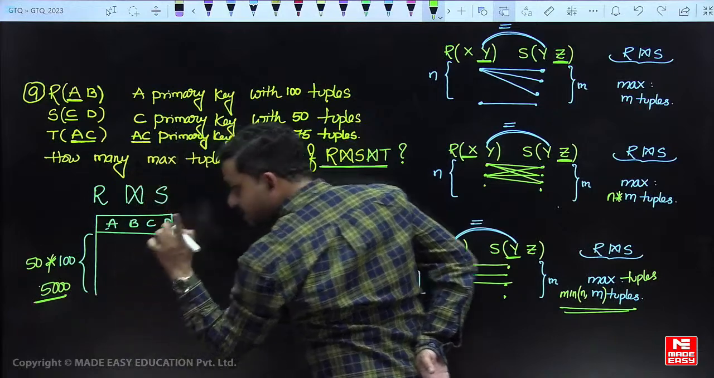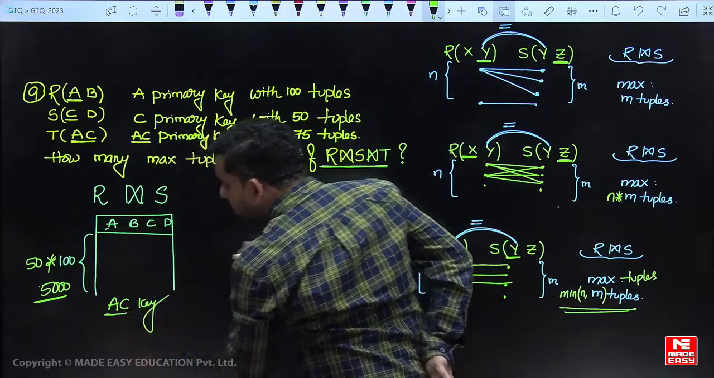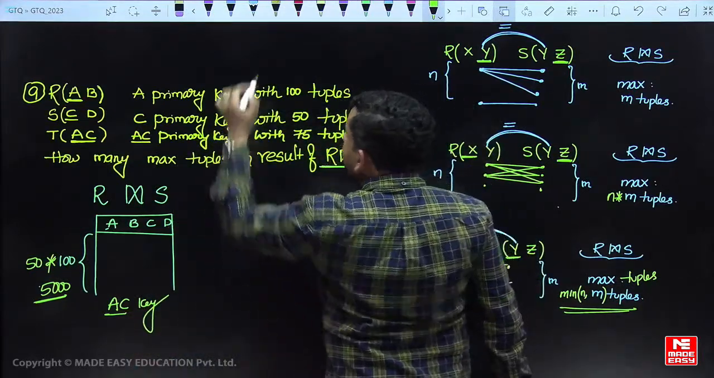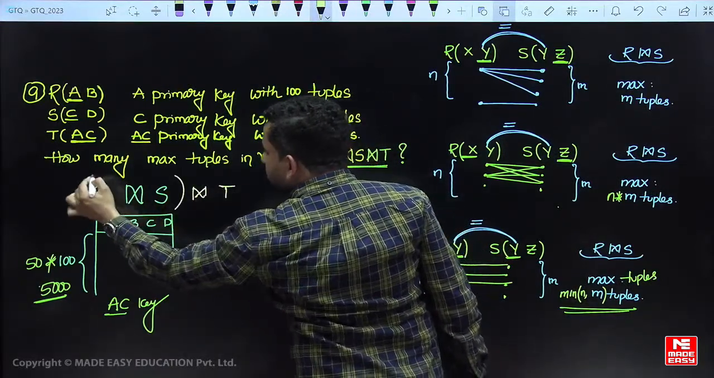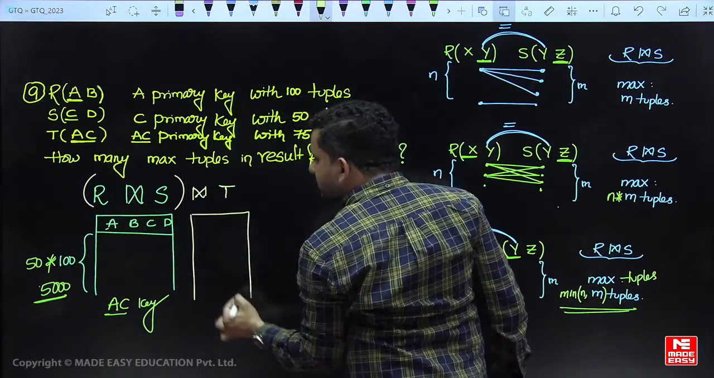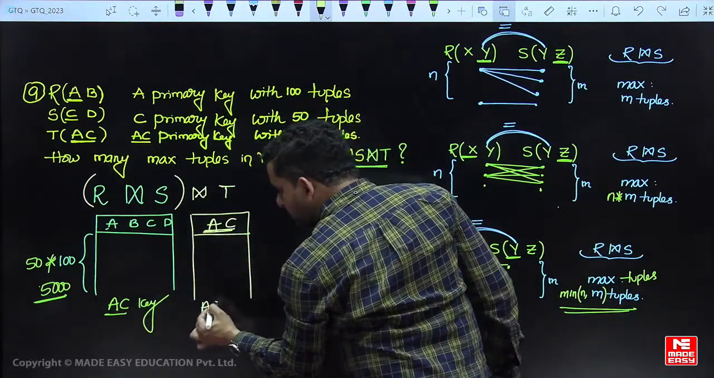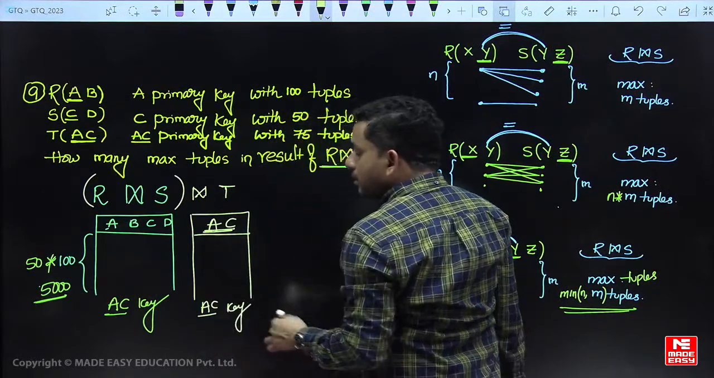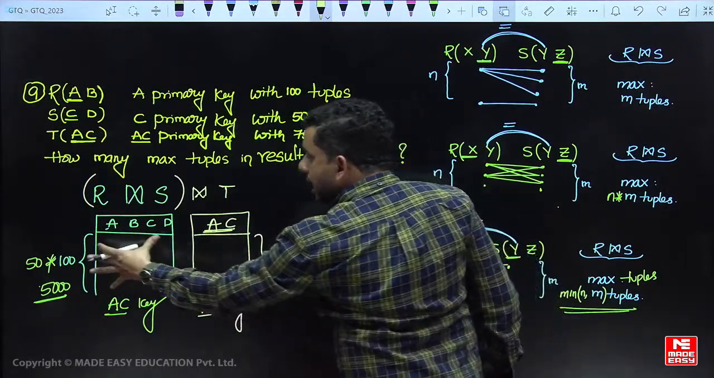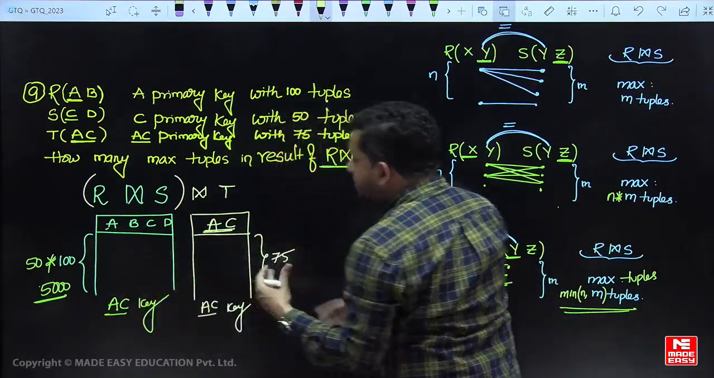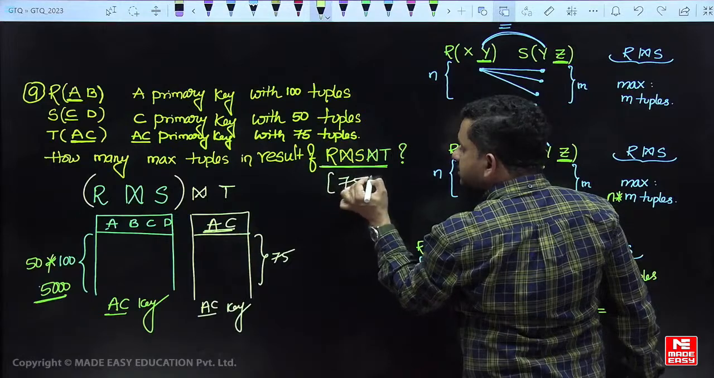For these 5000 tuples, AC is unique. AC is the key for the 5000 tuples. Now this result gets joined with T. For the T relation also, AC is the key. So now here also AC is the key. Because AC is the key and there are 75 records, and the common attribute is the key for both tables, the join result is the minimum of 50 and 75. So overall the result is 75 tuples.